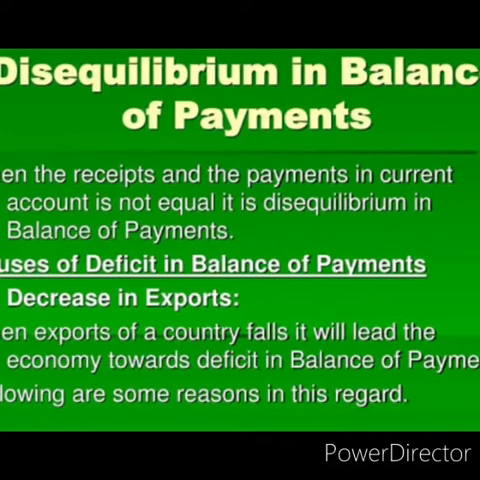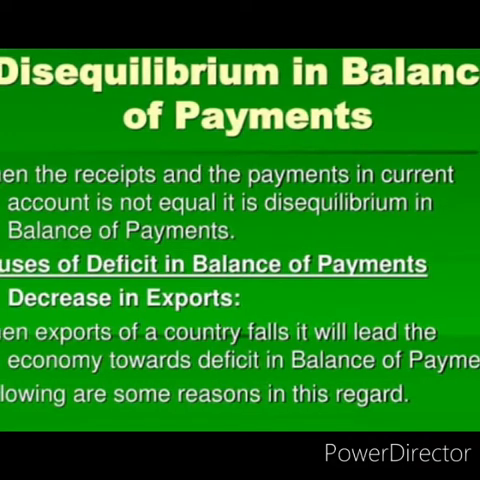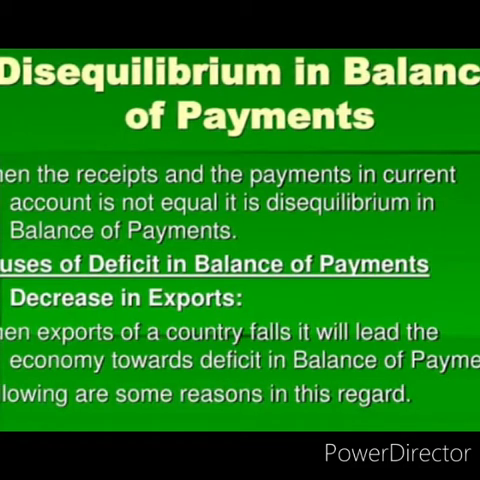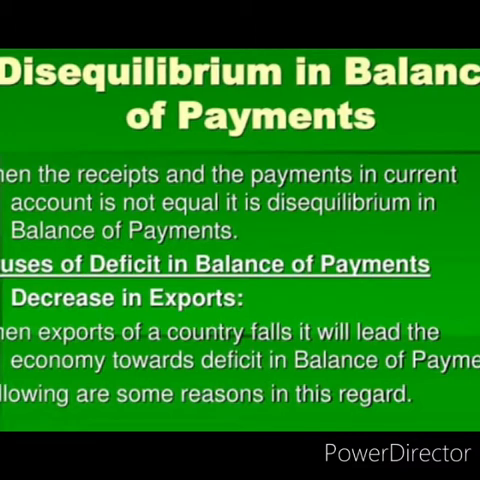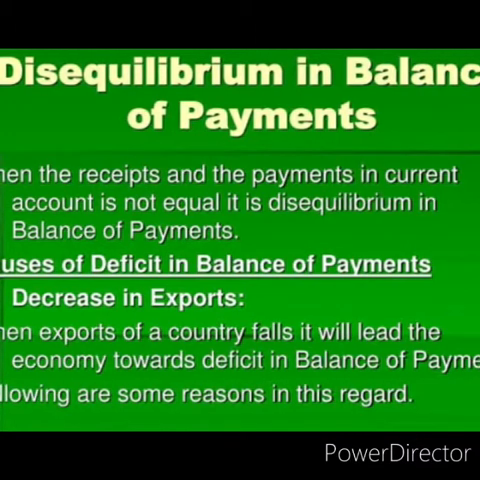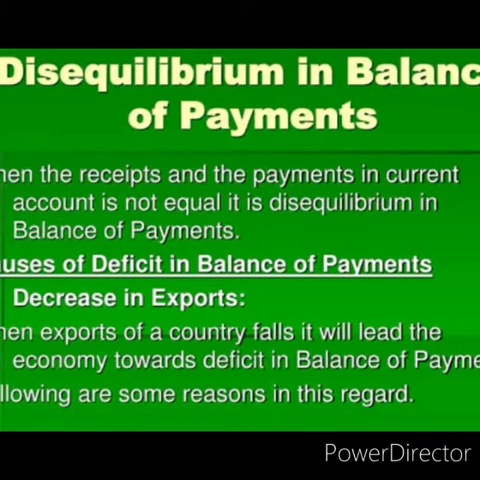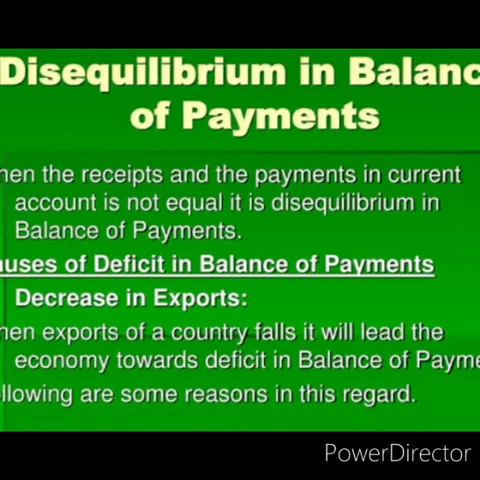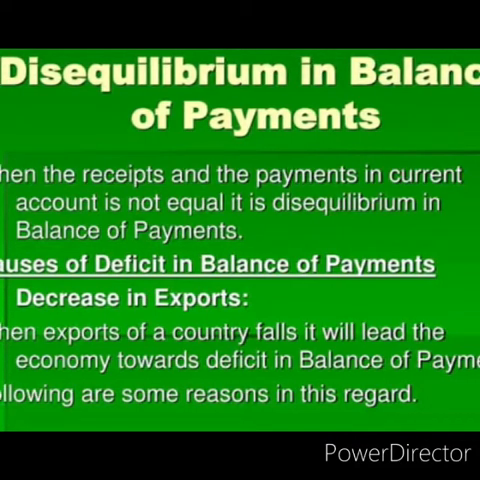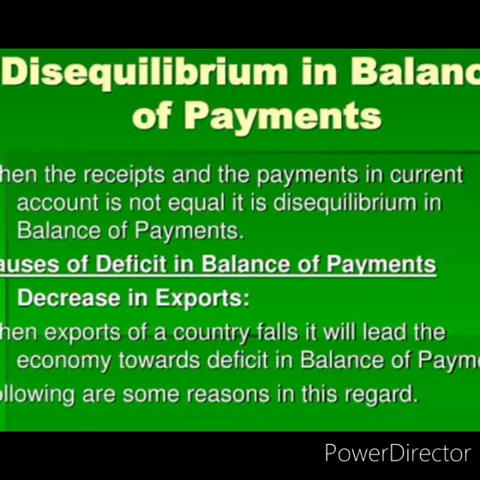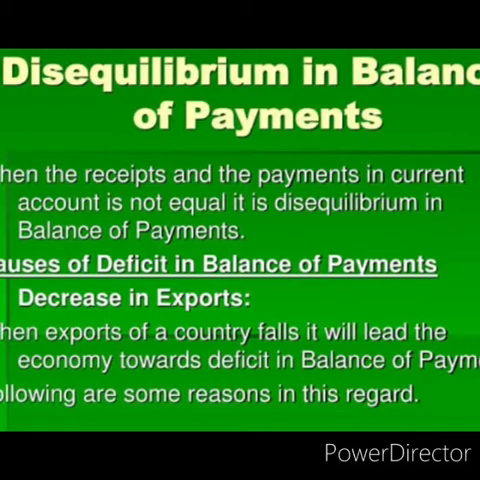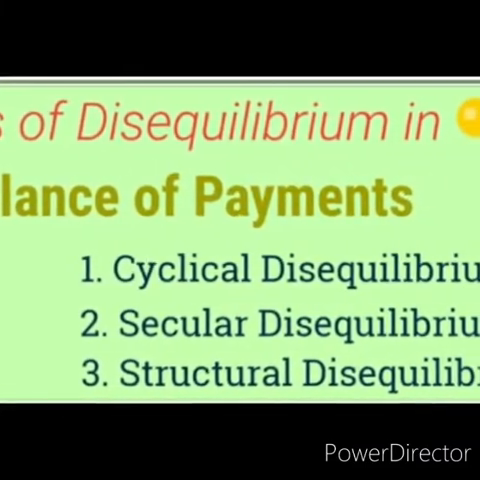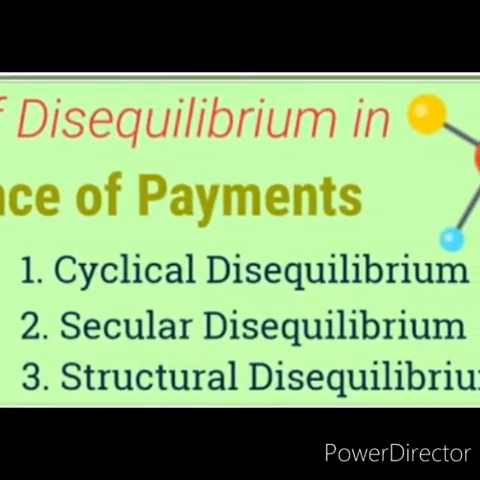Next, unfavorable BOP. However, it will be quite opposite, isn't it? When receipts are less than payments, when the amount we are receiving is less than the payment we are paying, then the BOP is said to be unfavorable. What will be the formula here? R by P, that means receipts by payments is lesser than 1. Now we will see the types of BOP disequilibrium: cyclical, secular, and structural disequilibrium.